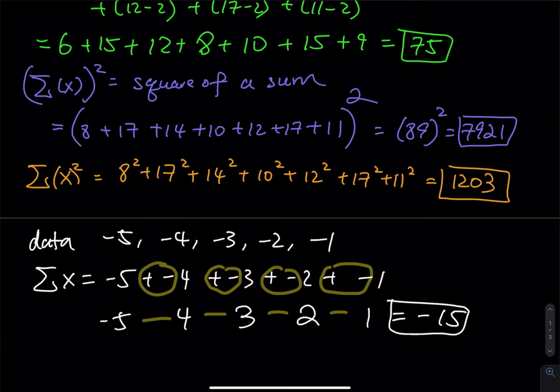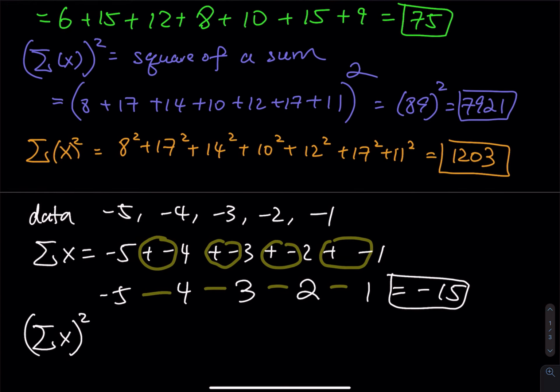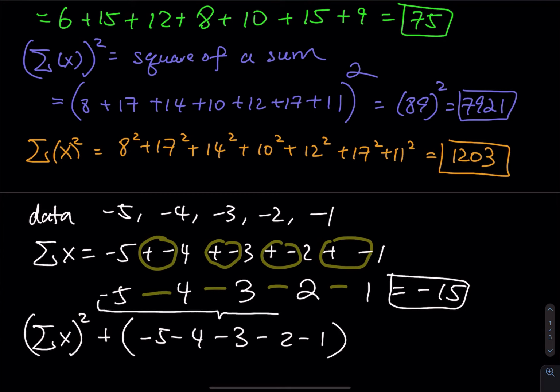How about the square of a sum? So how about this? We sum first and then we square. What does the expression look like? The expression looks like this. You have -5 minus 4 minus 3 minus 2 minus 1. So basically we take this and then we put that inside the parenthesis, and then we square the final answer. So we have -15 square, that is equal to 225.